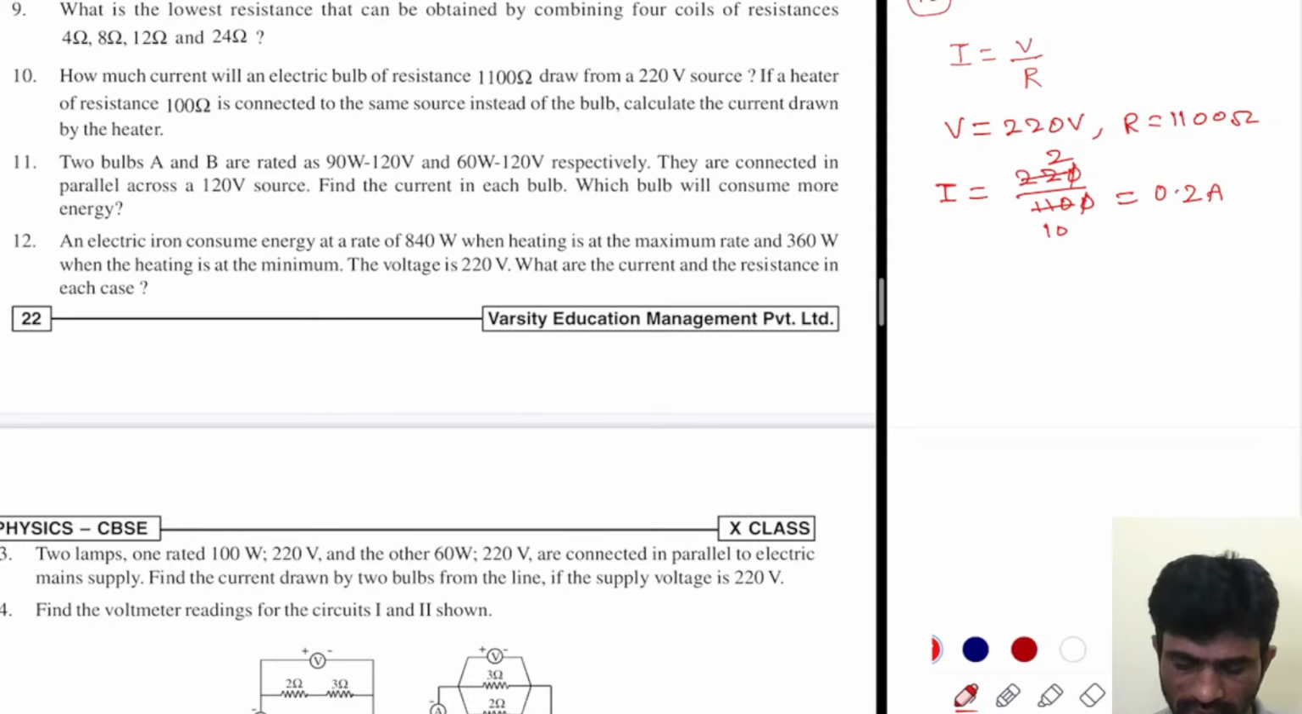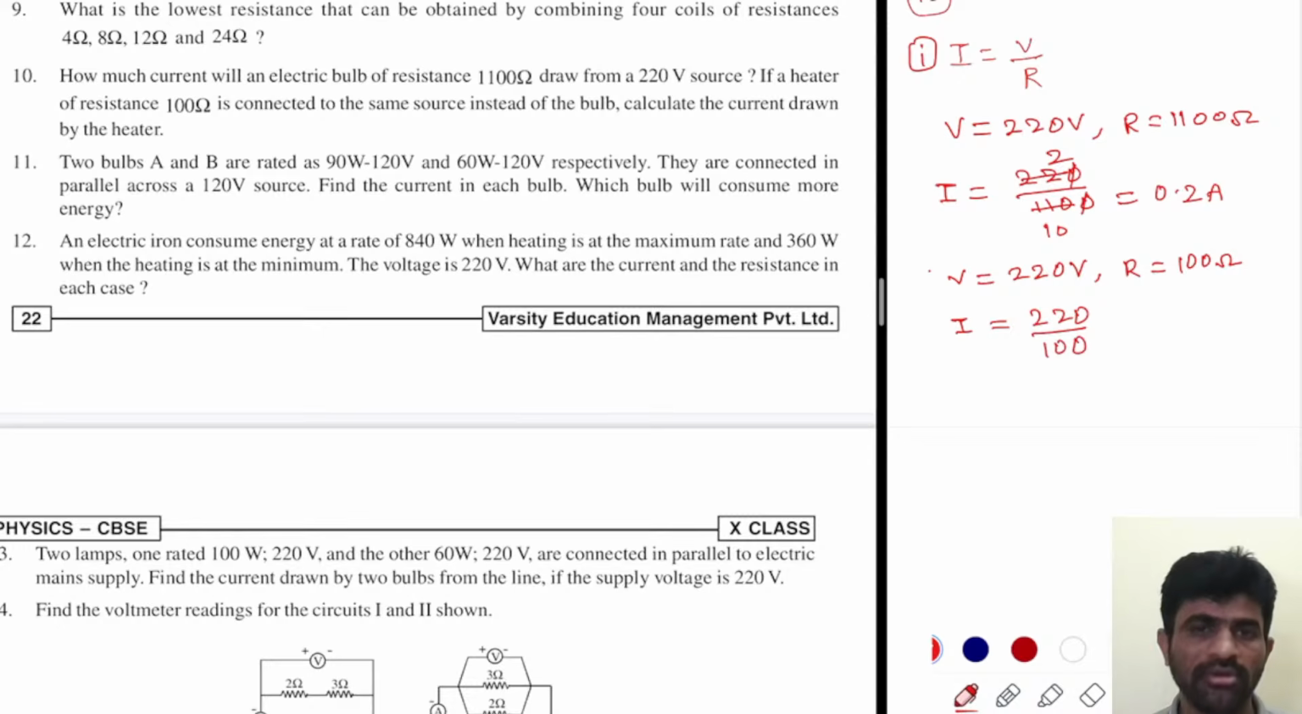Whereas in the second case, what happens? V is equal to the same 220 volts. It is not changed. But resistance is only 100 ohms. In this case, I is equal to 220 by 100. 220 by 100 is how much? 0, 0 cancel. It is 2.2 amperes. So current drawn by the heater will be more than current drawn by the bulb.